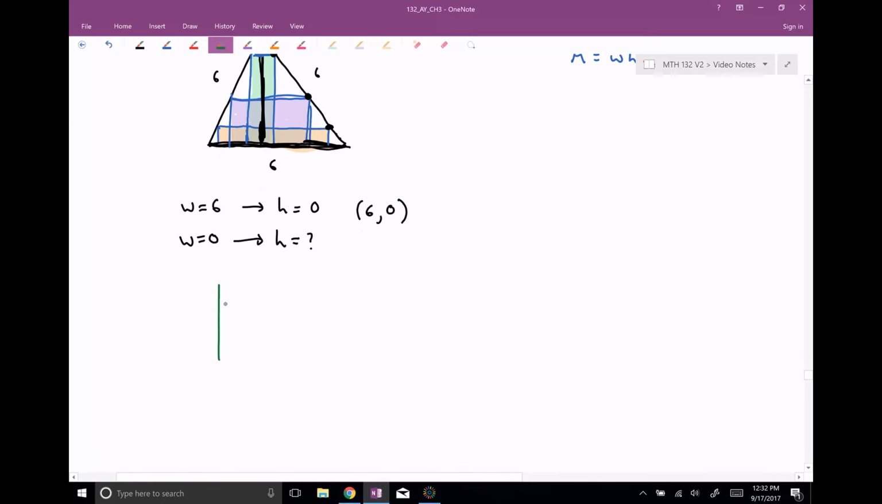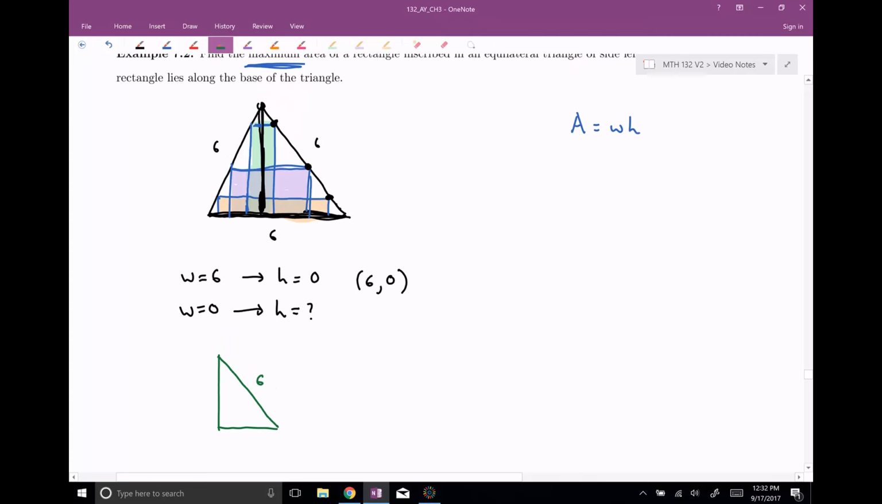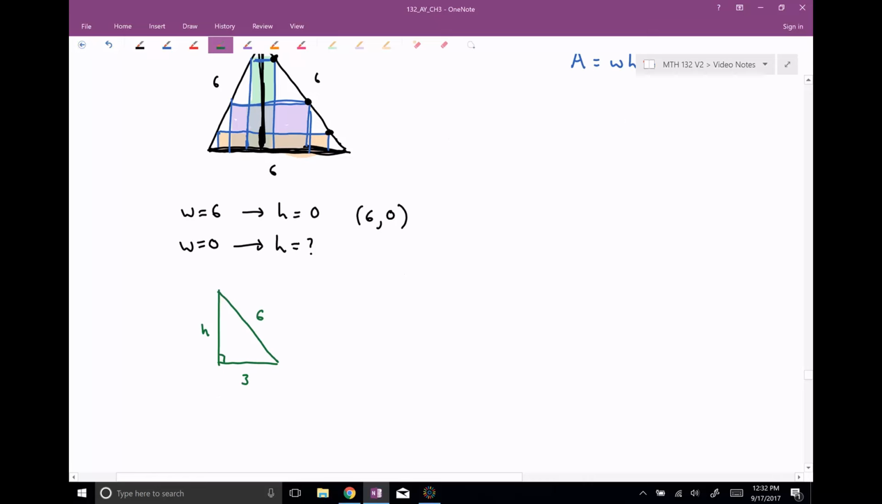So let's go ahead and break up this triangle. We can see that we have a 6 here, which refers to the 6 over here. Again, we're trying to figure out the height of this nice right triangle. And on the bottom, this isn't going to be 6, because the triangle is being cut in half. So this is going to be 3.